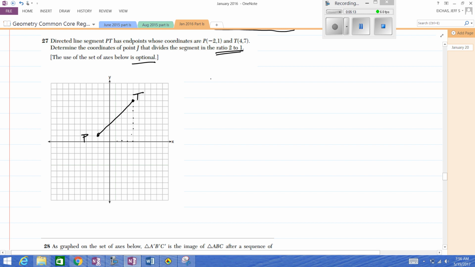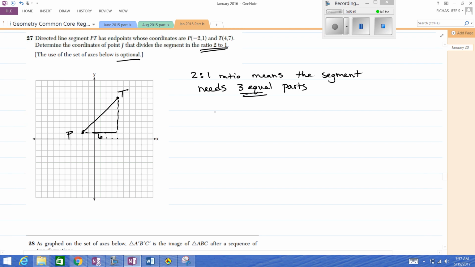All right, so the first thing you should write down, 2-to-1 ratio means the segment should have three equal parts. As soon as you say that, you've earned some credit right there. All right, let's go ahead and try to figure this out. Personally, I like to do it this way. I like to look at one direction, and I'll split that into three equal parts. So we're going across, your change in x basically is six, three equal parts, so each part is two.